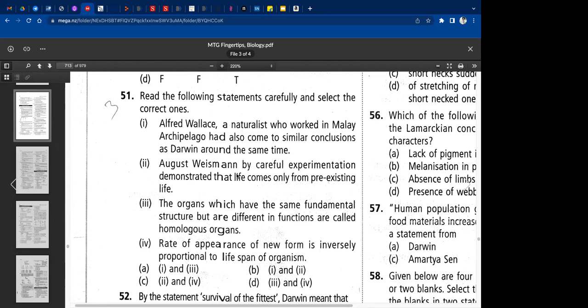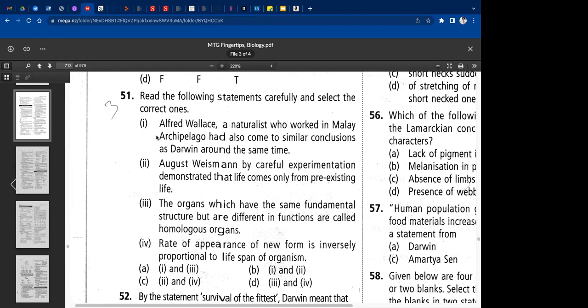That's the trick. If they're asking for correct ones, then out of the 4 or 5 statements, know which is for sure correct. There will always be one which is directly a line from NCERT, and you will know whether it is correct or not. So third is correct: the organs which have the same fundamental structure but are different in function are called homologous organs. So you have to look for options that have 3. C and B do not have statement 3, and statement 3 is correct, so it's either A or D. Now you have to look at 1 and 4.